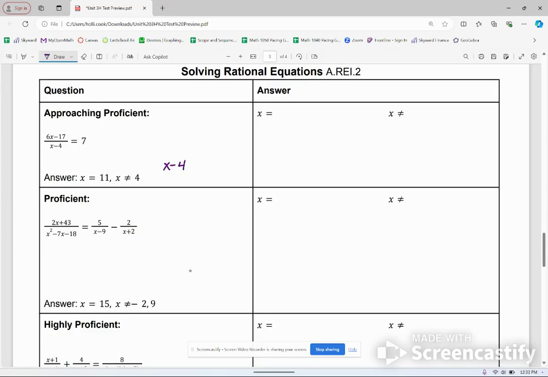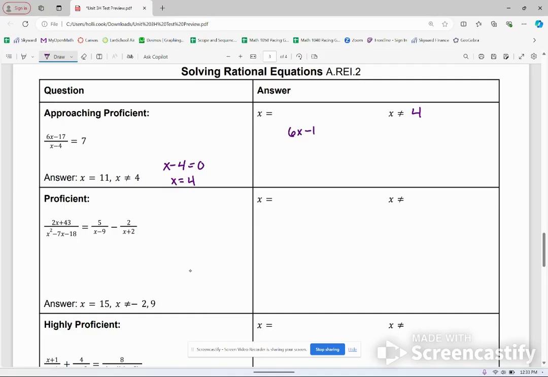Okay, to check for a domain restriction, we just set it equal to 0 and solve. So add the 4 over, x equals 4. Okay, that means we cannot plug in 4 because then we would get 0 in the denominator. So our only domain restriction for this first one is x cannot equal 4. All right, and then we can start solving it.